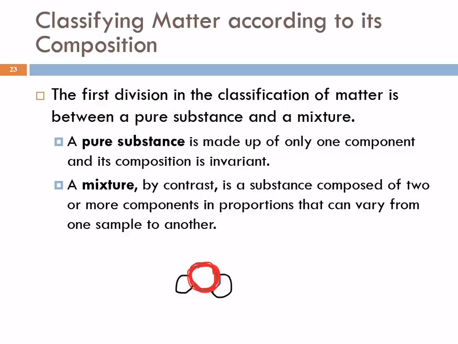Now, you can mix hydrogen and oxygen together, say fill up a balloon, and you could have equal amounts of oxygen and hydrogen, or you could have a little bit of oxygen and a lot of hydrogen, or vice versa. The proportions can be different. That's a mixture. But a pure substance is always the same. Water is always two hydrogen atoms to one oxygen atom. Doesn't matter where you got the water from. Okay?